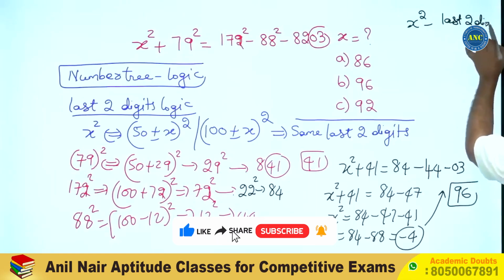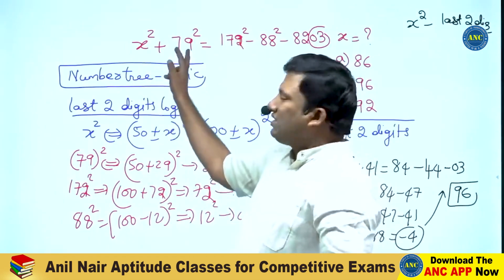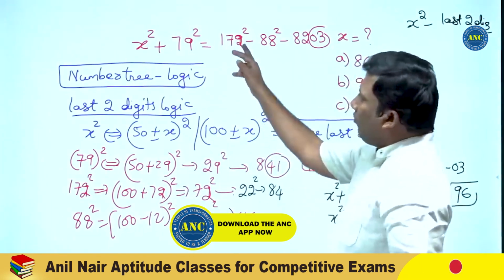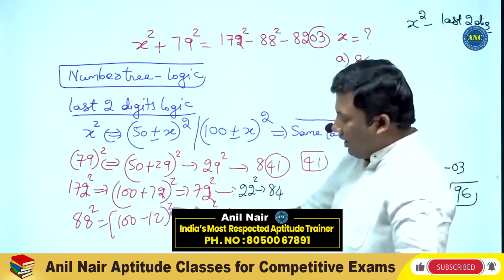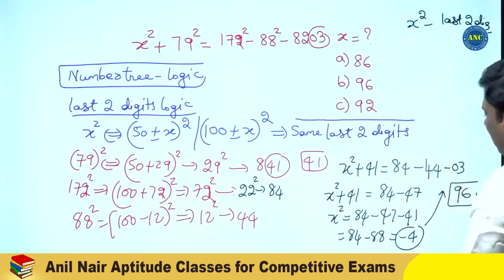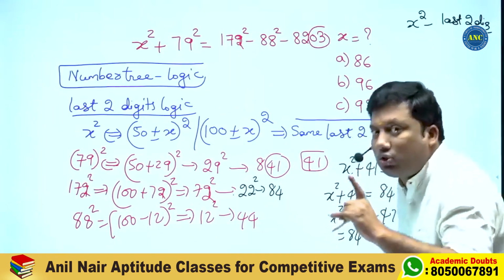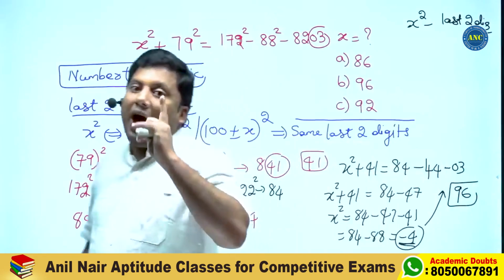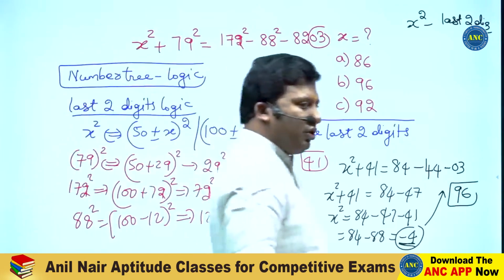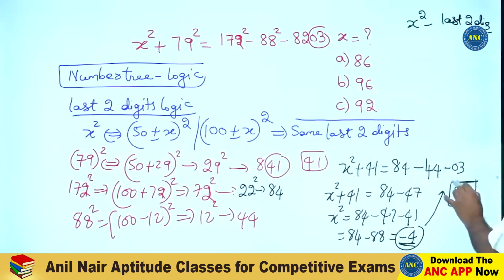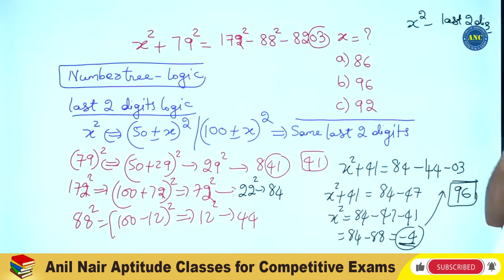I hope it is clear. All these you can erase. It's a wastage of time, because it is the first problem I am telling you. 79 is 50 plus 29. 172 is 100 plus 72. 72 is 50 plus 22. 188 is 100 minus 12. Whenever you are finding the last two digits, if you get a negative remainder, add it with 100. Why? Because when you divide a number by 100, then only you will get the last two digits. The answer square should give you last two digits 96.